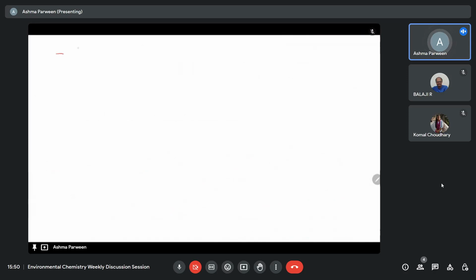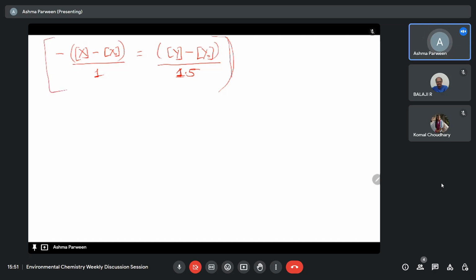So the expression is concentration at any time t, here it is after 3 hours, minus initial concentration upon 1, is equal to the concentration of y after 3 hours minus the concentration of y at time t equals 0, upon the stoichiometric coefficient, which is 1.5. So we have to keep in mind that we have to consider the stoichiometric coefficient in this expression.